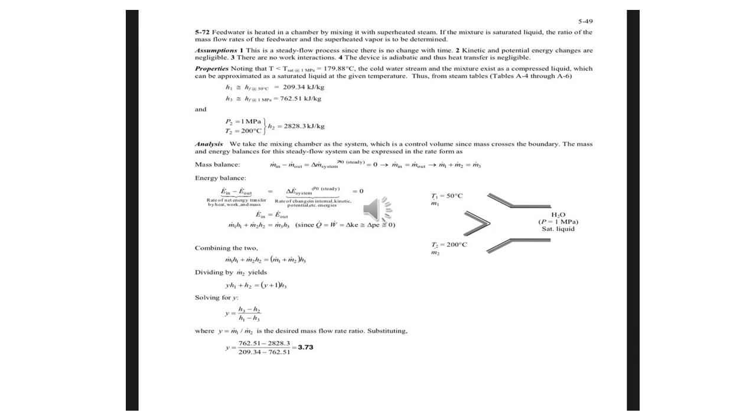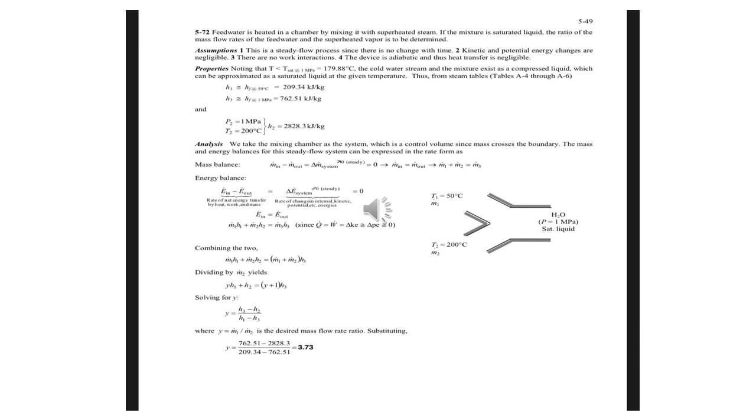Solution steps. Phase 1, make assumptions and determine properties. It is a steady flow process with no change with time, negligible kinetic and potential energy changes, no work interaction or heat transfer, adiabatic mixing. Properties are taken from the steam tables.